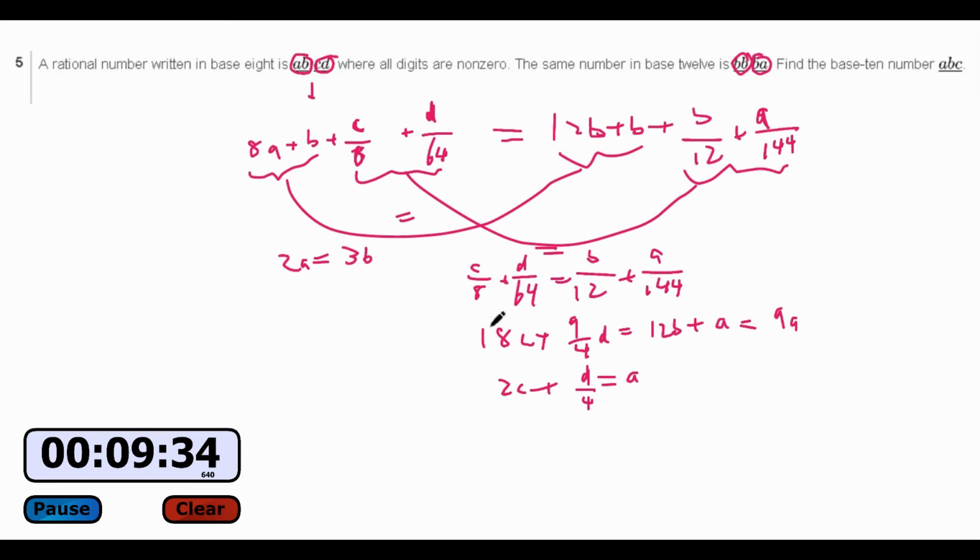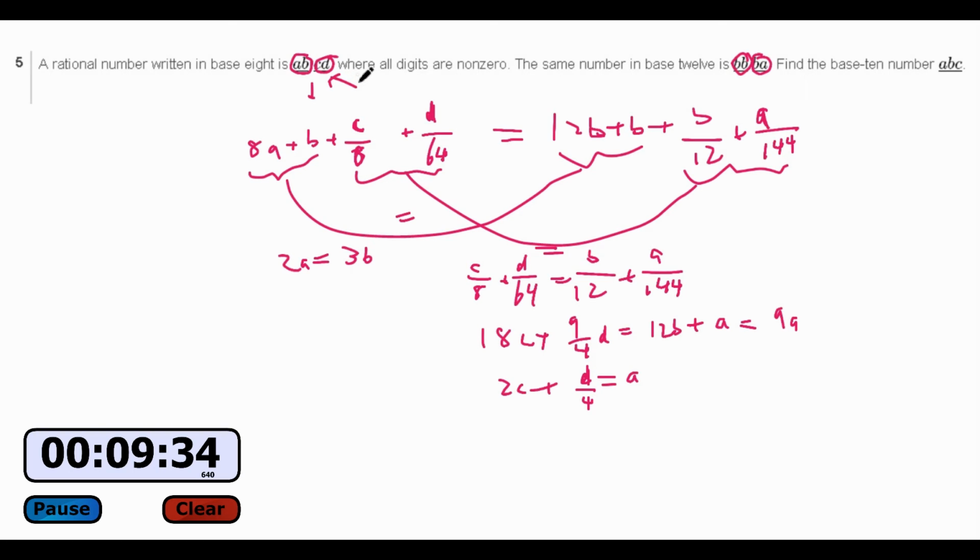So now we know that c and a are both integers. In fact, they're integers between 0 and 9. So that means d over 4 must also be an integer. And we know that d appears in the base 8 number, so d is in fact strictly between 0 and 8.